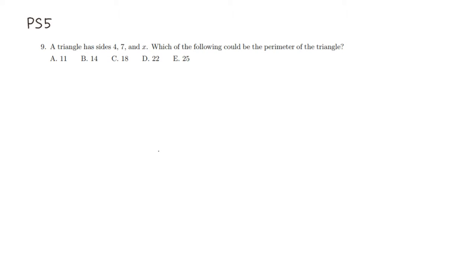Alright, let's look at problem set 5, problem number 9. A triangle has sides 4, 7, and x. Which of the following could be the perimeter of the triangle?